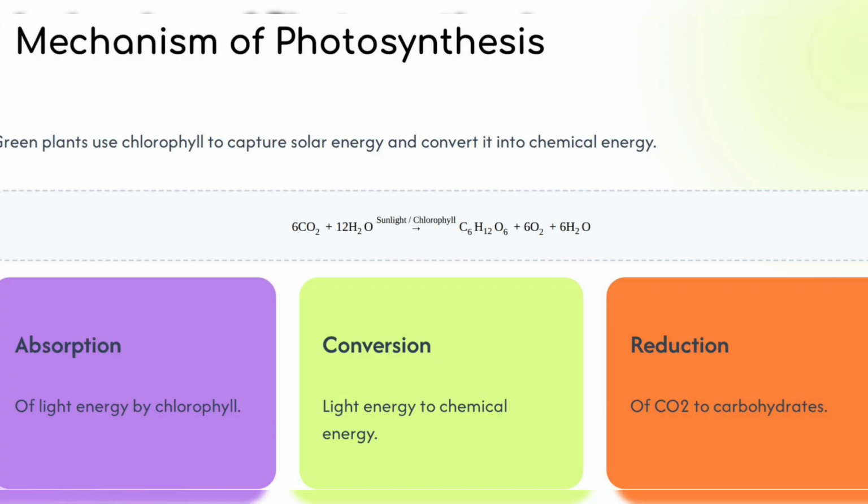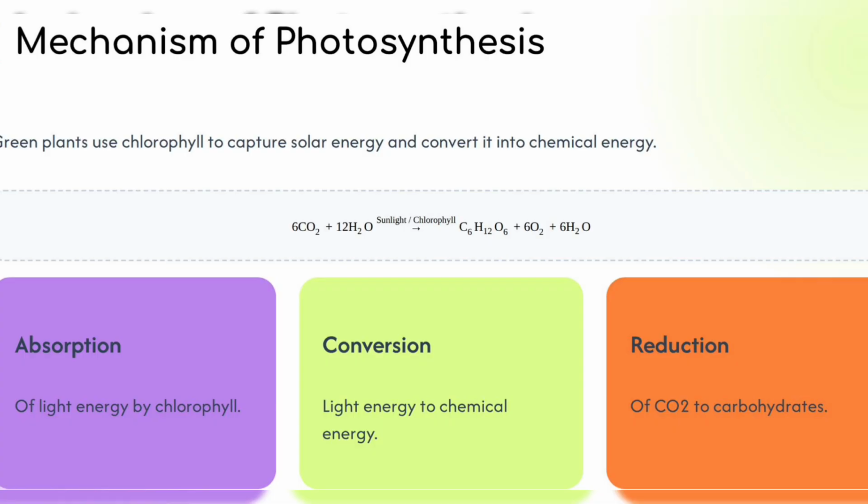absorption, conversion, and reduction. Absorption. Chlorophyll absorbs light energy from the sun. That is called absorption. And conversion. This light energy is converted into chemical energy. Okay. And reduction. Carbon dioxide is reduced to form carbohydrates.